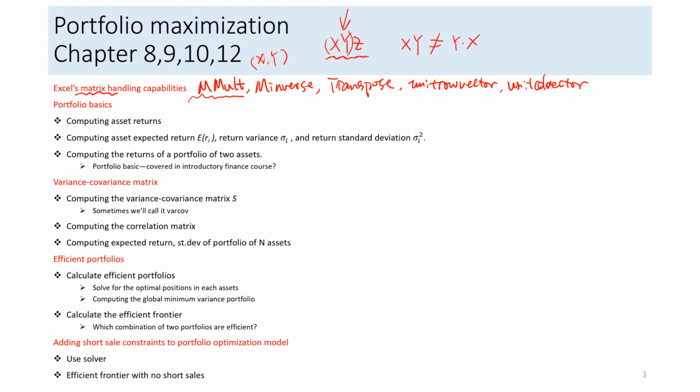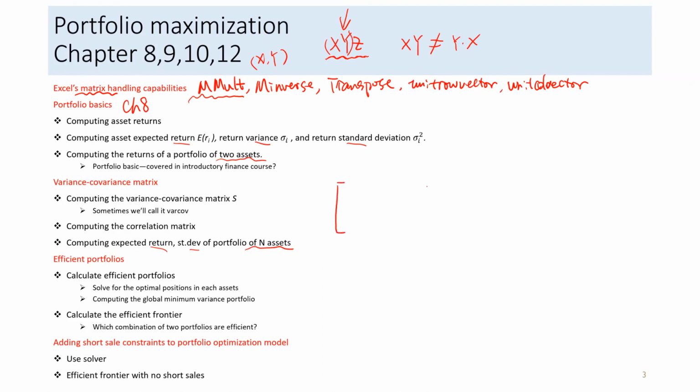So then we move on to portfolio basics. This is related to chapter 8. Here in chapter 8, we are doing some basic calculations for portfolios. So you'll learn how to calculate portfolio return, variance, and standard deviation for two assets. We also extended this to calculating n-asset portfolios, the return and standard deviation for a portfolio of n assets. And for a portfolio of n assets, we need to come up with the variance covariance matrix.